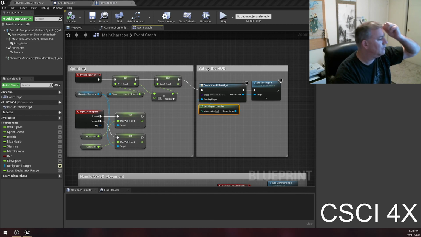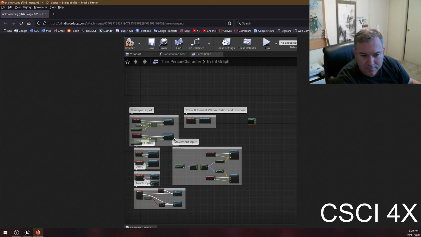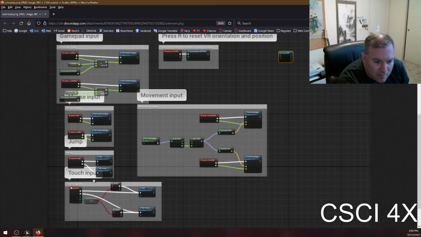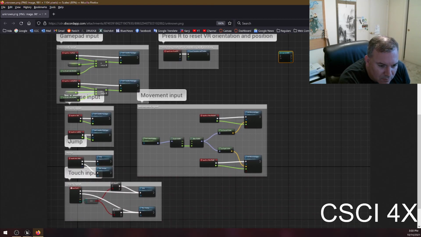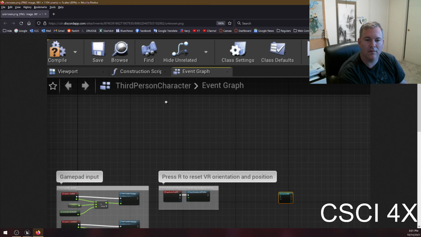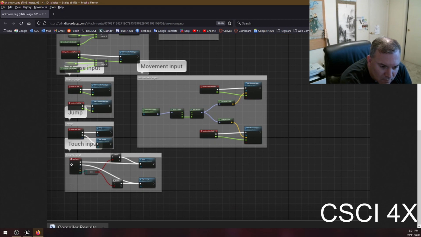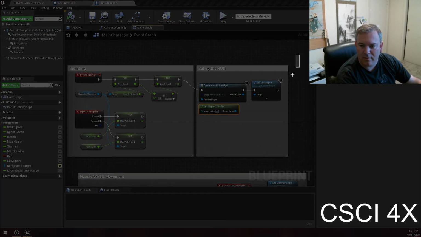Is this your thing? I can barely even see that. Touch input. I don't see you attaching the widget to the screen on here. So you're going to need a begin play event, input touch, move right, move left, up, down, jump. Yeah, you're going to need to do this. And I'll just put that up on Discord for you.